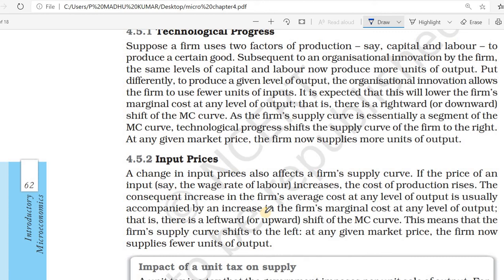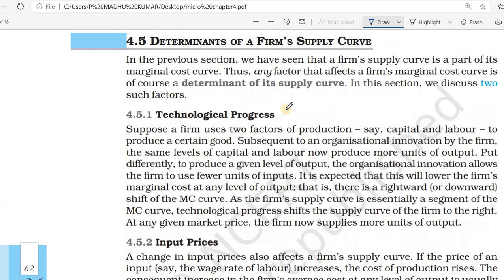Another reason is an increase in input prices, such as raw material prices, production material prices, or labor cost. It will affect the marginal cost. Depending on the situation, it will shift upwards or to the left. So there are two reasons for a shift in the supply curve: technological progress and input price.